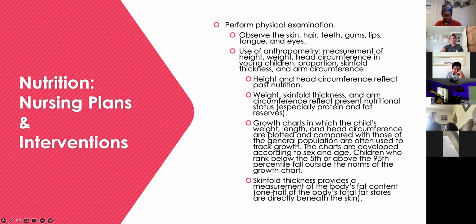We can also use our physical exam. So we can look at their skin, their hair, their teeth, their mucous membranes, all give us an idea of their hydration status, their overall nutrition. We can plot their growth on their growth chart. So we can look at their height, their head circumference, their weight. All of those can be used to ensure that we are getting appropriate nutrition.